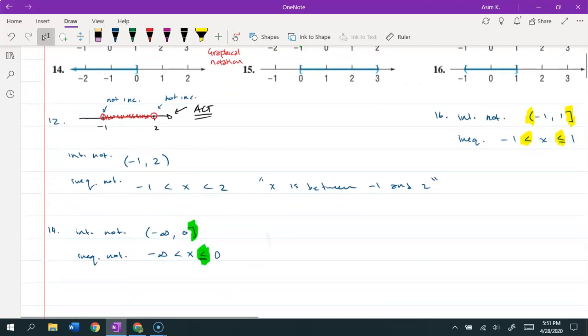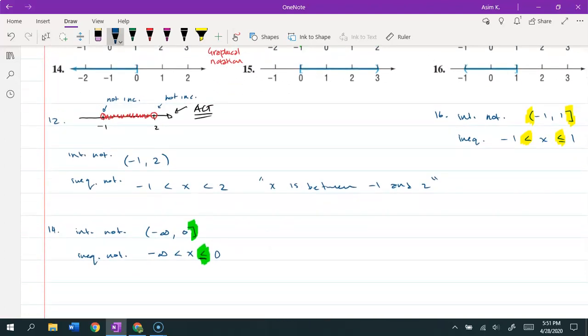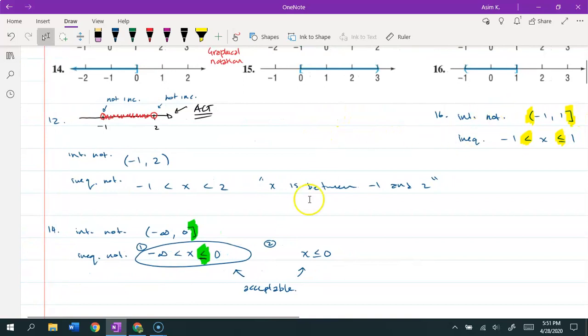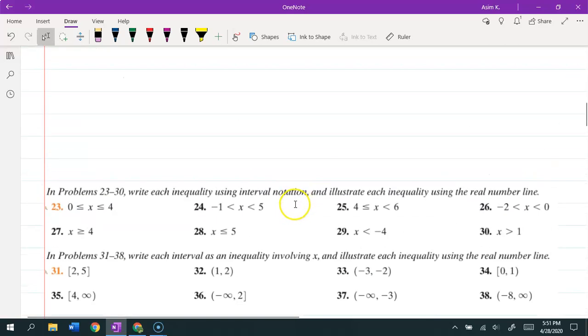Which reminds me, just one little point to make. For this notation right here, there is a secondary way to do it, and that secondary way to say it is to simply say x is less than or equal to 0. This is also acceptable. Both of these are acceptable answers.